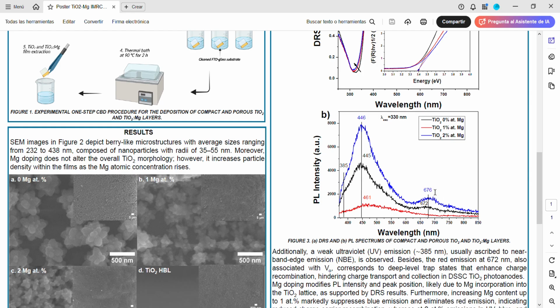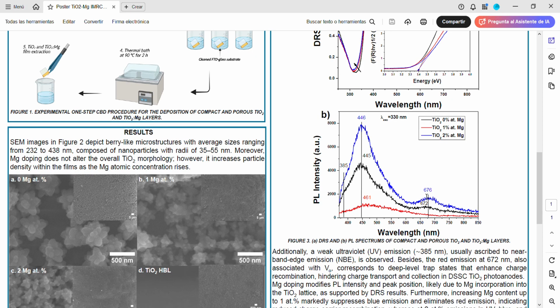Besides, the red emission at about 372 nanometers, also associated with oxygen vacancy defects, corresponds to deep level traps that enhance charge recombination, hindering charge transport and collection in dye-sensitized solar cells. Magnesium doping modifies photoluminescent intensity and peak position, likely due to magnesium incorporation into the titanium dioxide lattice.